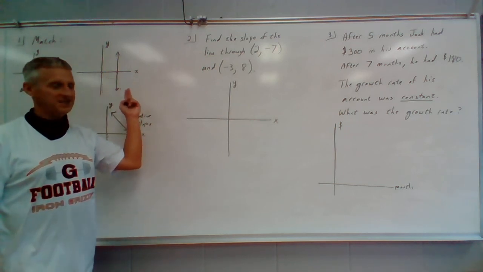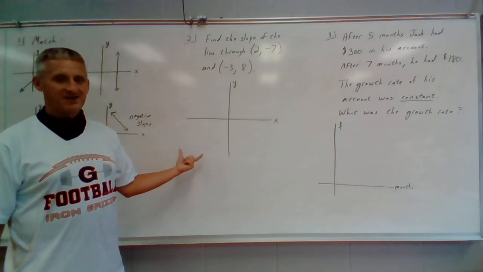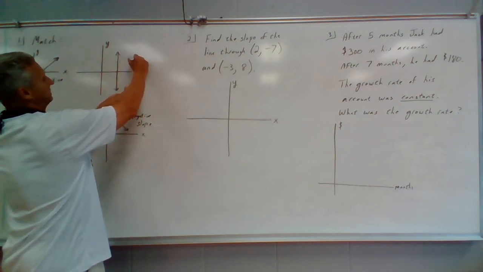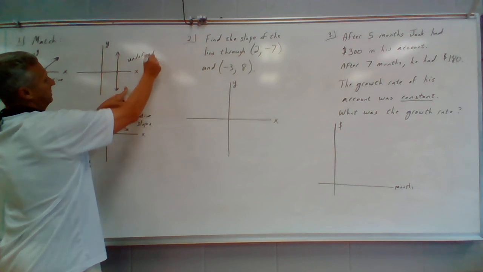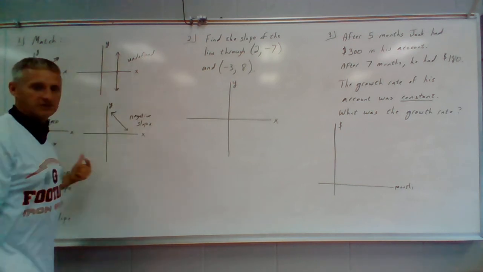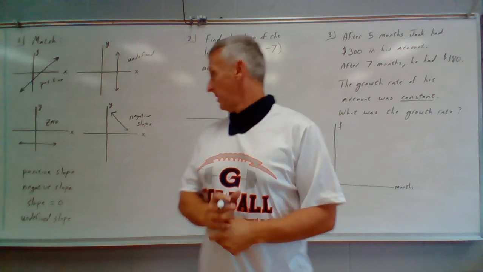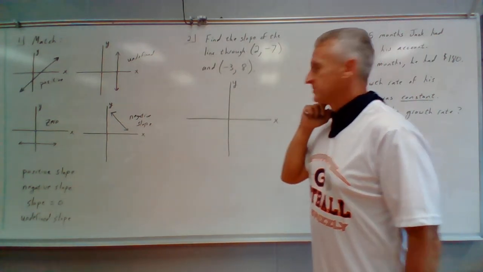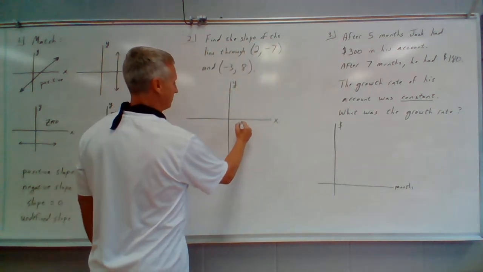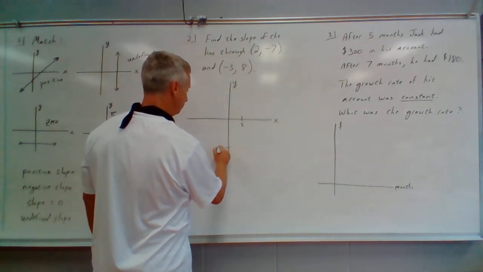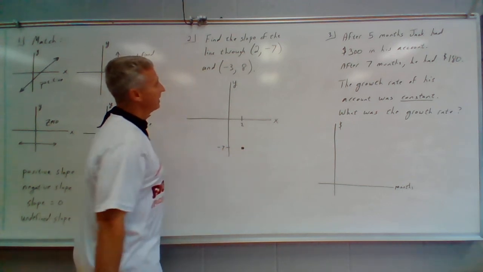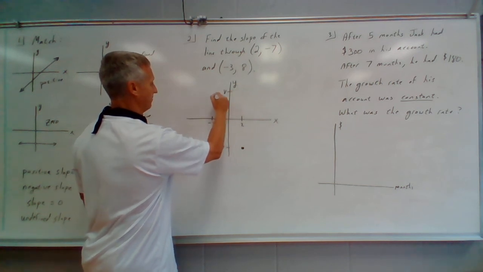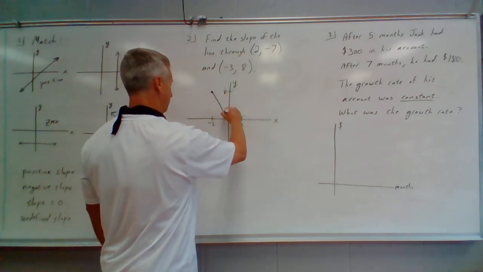And here, the x value doesn't change. So the denominator of the fractional slope would be 0. So this one is undefined. So vertical line has an undefined slope, horizontal line has a 0 slope. Okay, find the slope of the line that goes through those 2 points. Let's graph those 2 points. So I've got 2, negative 7, and I've got negative 3, 8. And we got a line that goes through those.